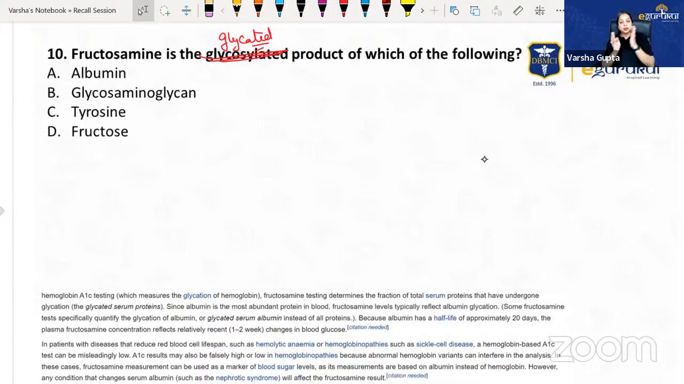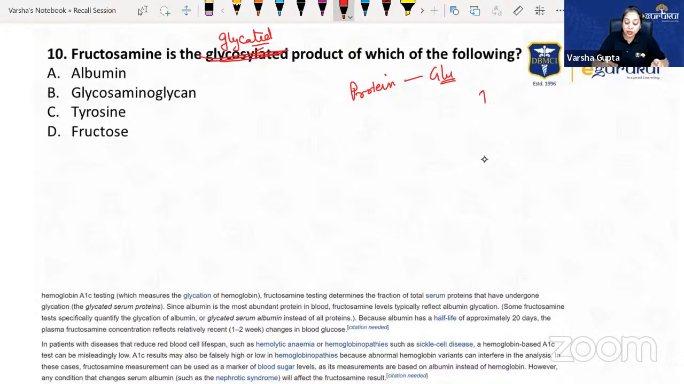So this is the first question. What is glycation? What is glycosylation? Glycation is without the enzyme, right? So you have a protein, and then there comes a glucose or a carb, anything. Let's say glucose comes and gets attached to it. This process without an enzyme being used is glycation.